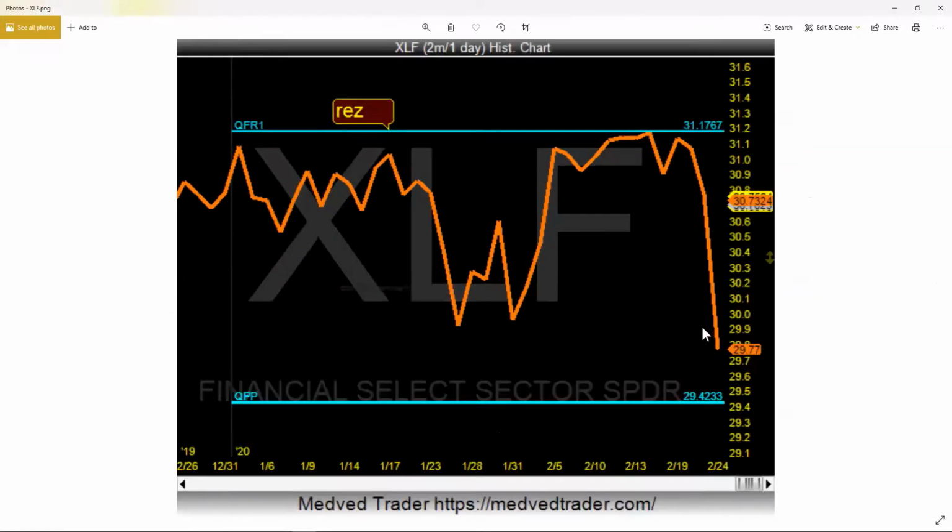And XLF, looking for price to come down. Again, the quarterly R1 pivot was resistance. So when that happens, price always comes back to the quarterly P at $29.42. That's where we're looking for. Do you have anything at 28.50 on XLF?